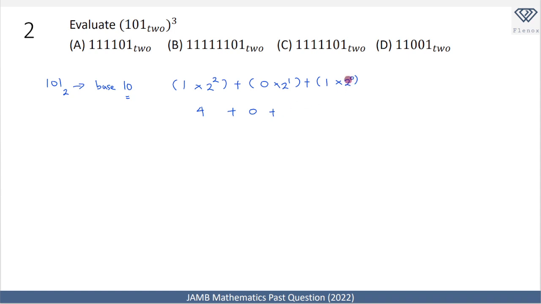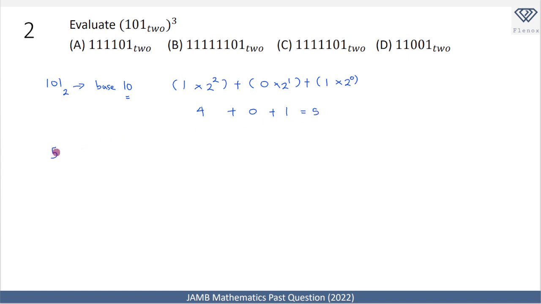Recall, any number raised to the power of 0 is 1. So 1 times 1 will give me 1. So what is 4 plus 0 plus 1? That is 5. So 101 in base 2 is the same thing as 5 in base 10. So now we can easily find the cube of 5.